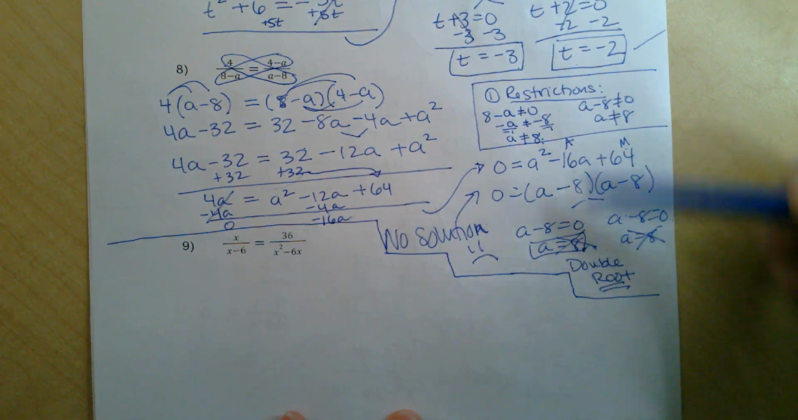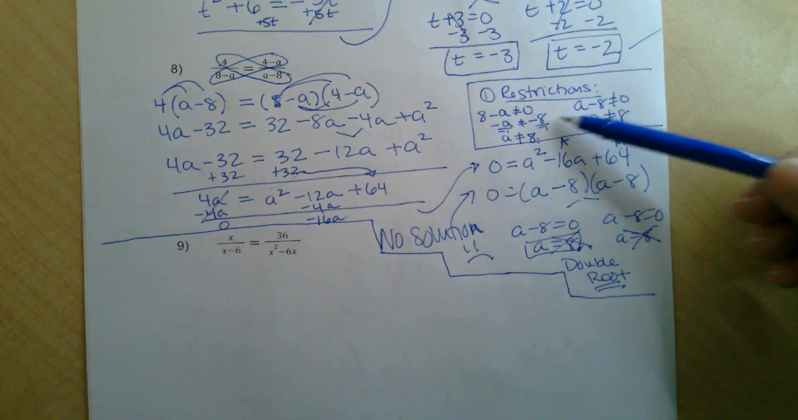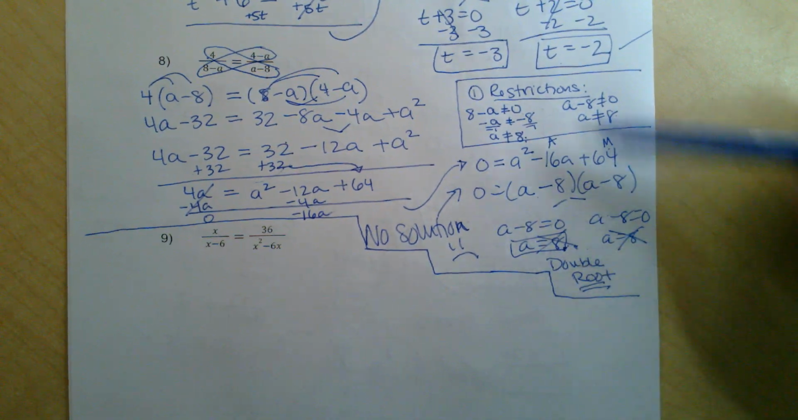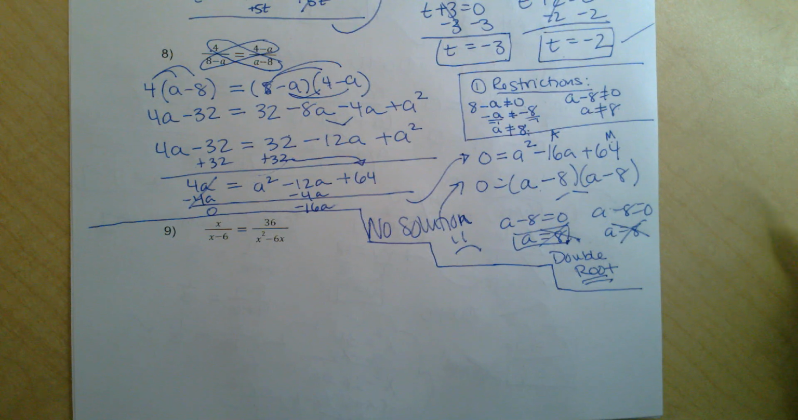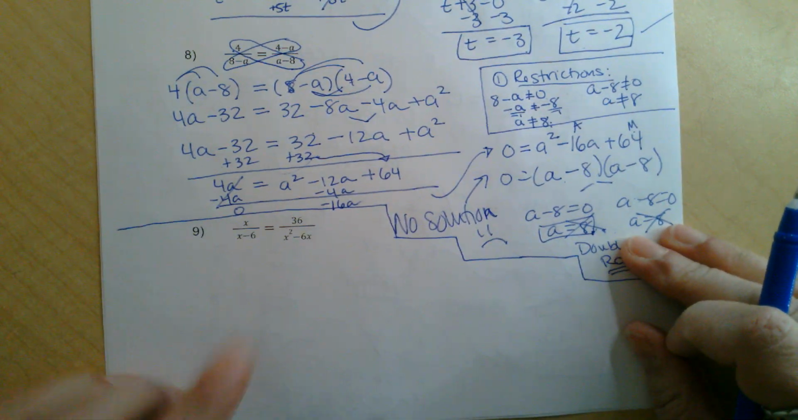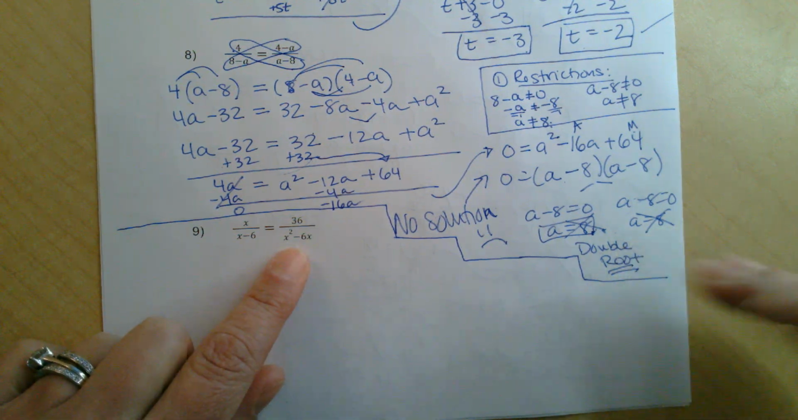But do you see why your restrictions are so important here? Because it does check to see where the graph's not going to cross. And if it's saying it crosses here, we know it's not going to cross. So that's why we have to make sure we check our restrictions. So for this one, let's check our restrictions. I always like to choose this denominator here to check the restriction.